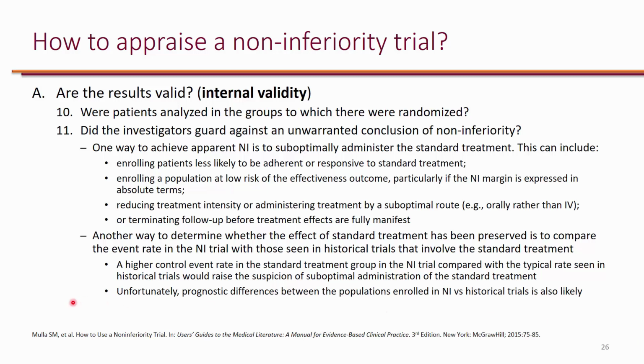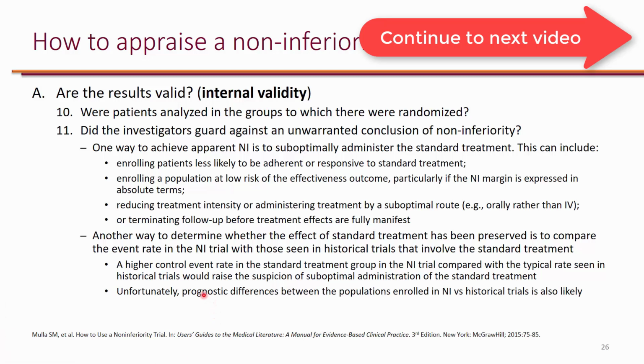The other thing that's important is to actually compare the event rates in the control group compared to studies that have been done in the past. So if the number of events is actually less in the new study, it's a lot easier to achieve non-inferiority, and you should question whether this is due to differences in patient populations, or there was something specific about the study leading to less events in the control group, which makes the intervention group be easier to show non-inferiority to the control group.